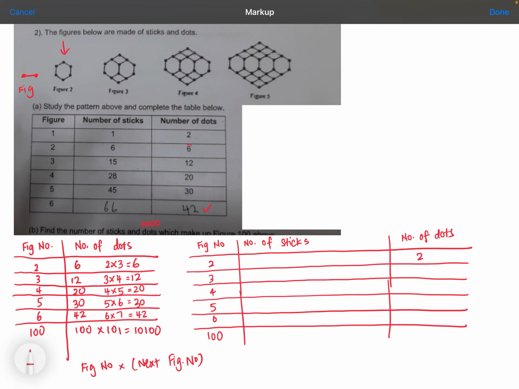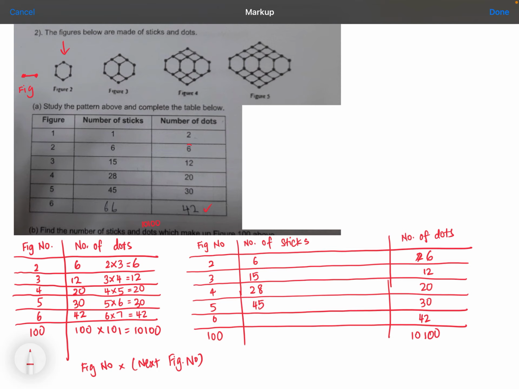The number of dots you have already understood. This one will be 6, 12, 20, 30, 42. We have already found out 42, and figure 100 will be this. For the number of sticks, figure number 2 will be 6, then 15, 28, 45. We don't know 66. 66 is written by one of your friends who has the answer, but let's try to see how we get 66.